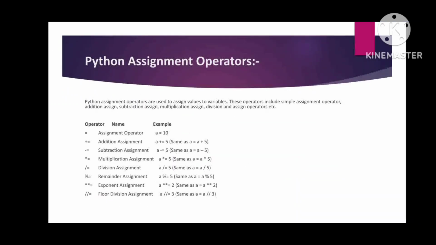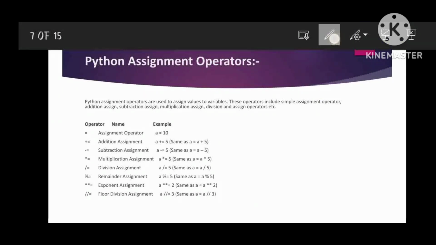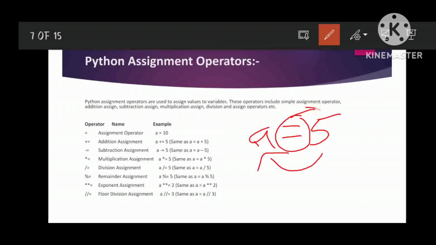Python assignment operators. Here, Python assignment operators are used to assign values to variables. These operators include the simple assignment operator, addition assignment, and so on. For assigning values to variables, we are using assignment operators. For example, a is equal to 5. Here we are assigning the value 5 to the variable a. For assigning purposes we are using one operator, is equal to. So this is called the assignment operator.